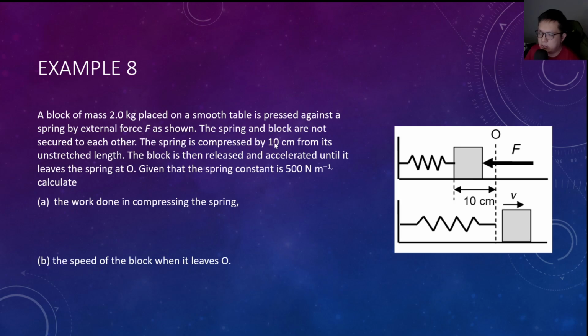Spring and block are not secured to each other, so basically they will separate out. The spring is compressed by 10 cm from its unstretched length. The block is then released and accelerated until it leaves the spring at 0. So basically this spring is pushing the block forward. Find the work done in compressing the spring.